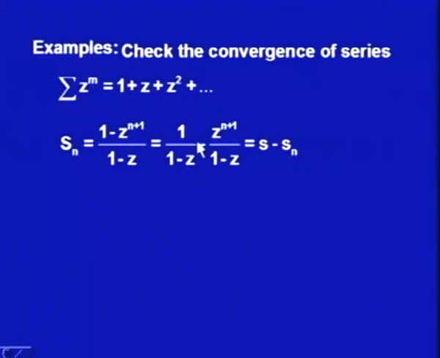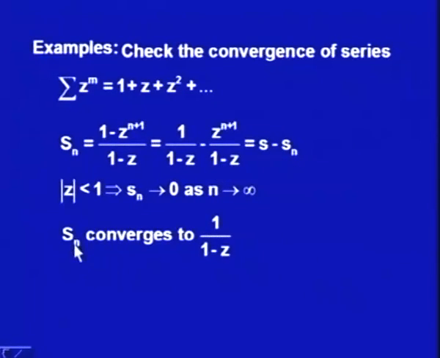Then this can be written as 1 upon 1 minus z minus z raised to n plus 1 over 1 minus z. I write this as S and this as Sn. Now, when mod z is less than 1, then this term will tend to 0 as n tends to infinity, because as we increase powers this term will become smaller and smaller. So, this will tend to 0, and that simply means that Sn converges to 1 over 1 minus z.